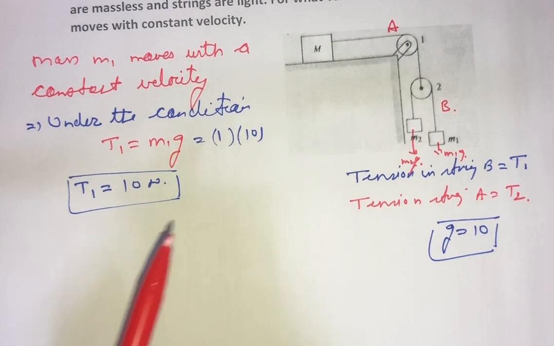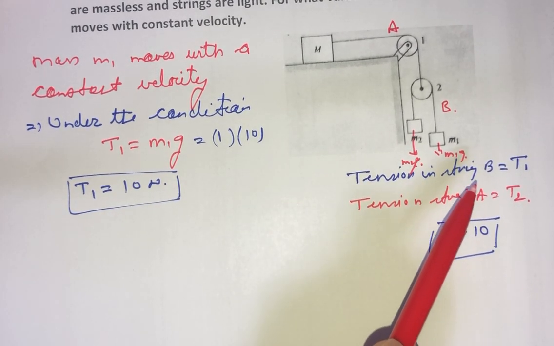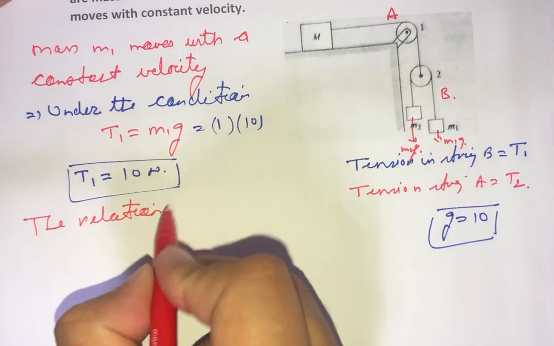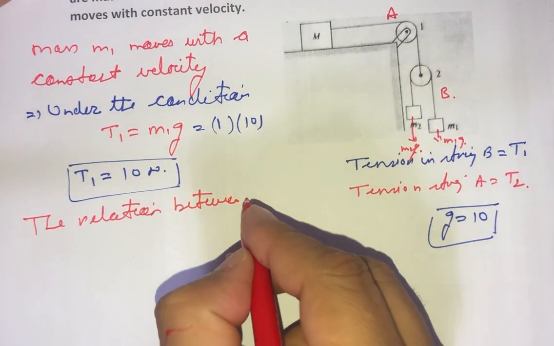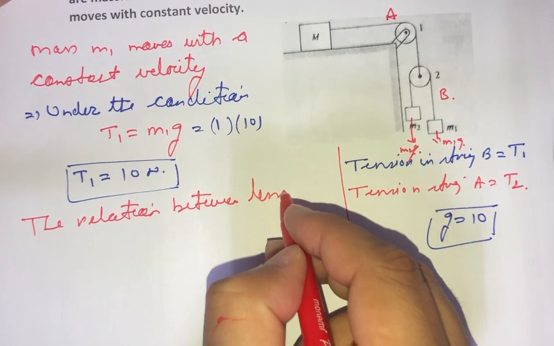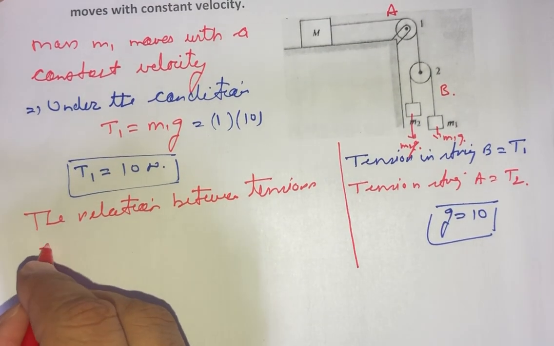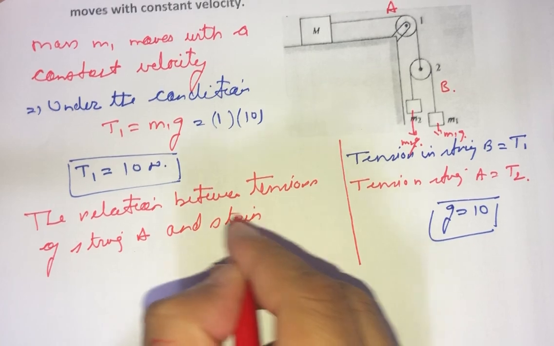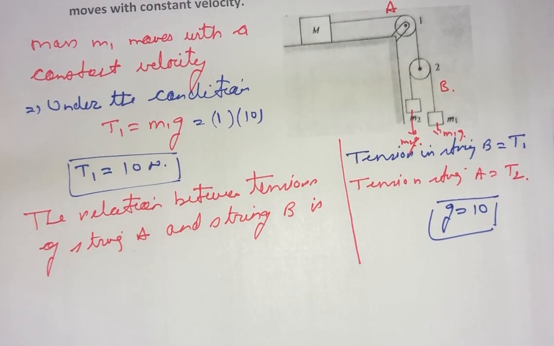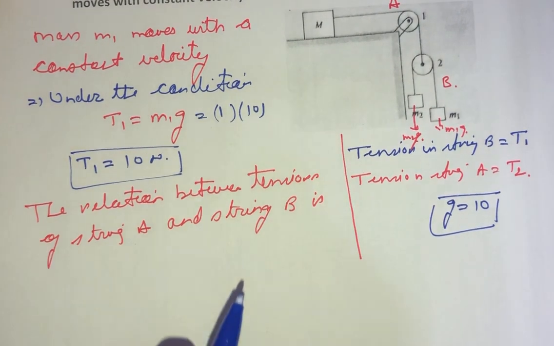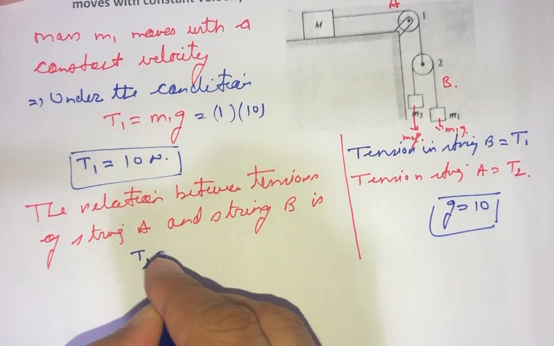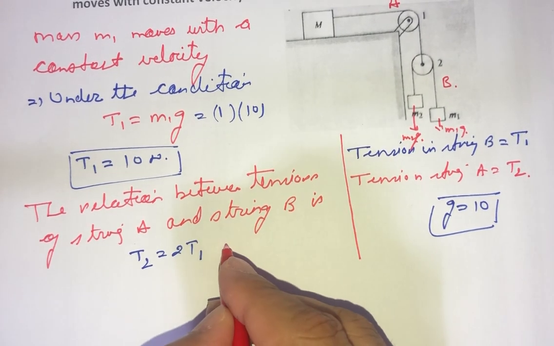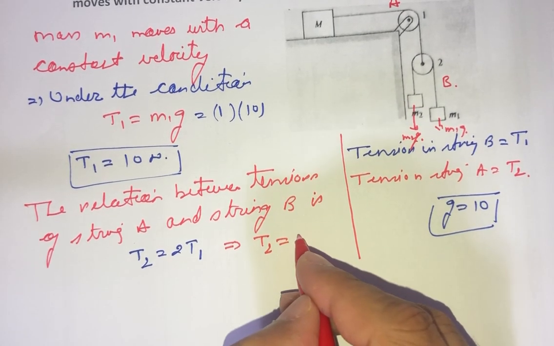Now we can find the relationship between T2 and T1, that is, the tension in string A and the tension in string B. The relation between the tensions of string A and string B is T2 equals twice T1, and we simply substitute the value of T1 as 10. From here we get T2 equal to 20 Newton.